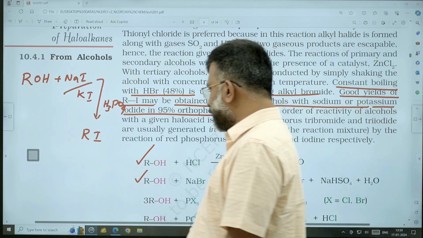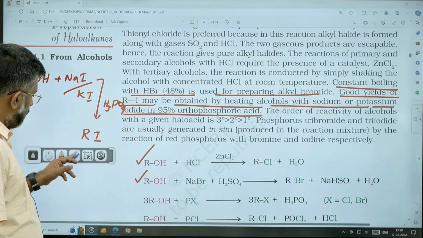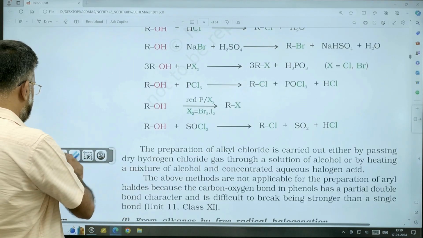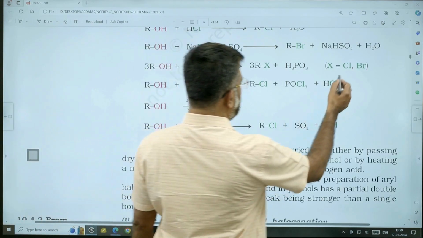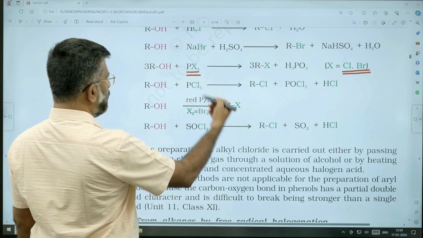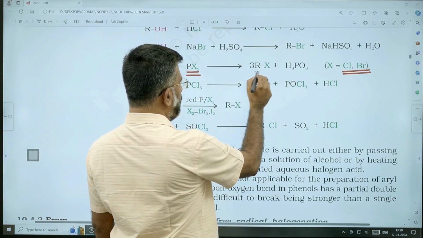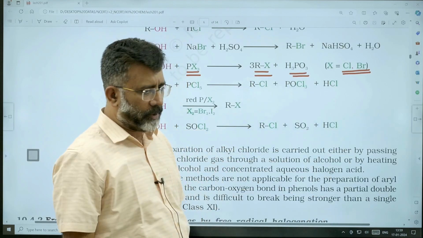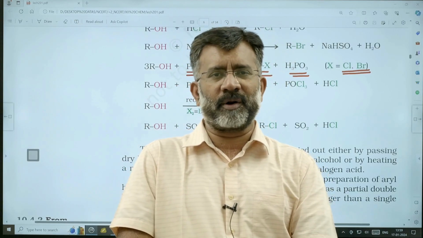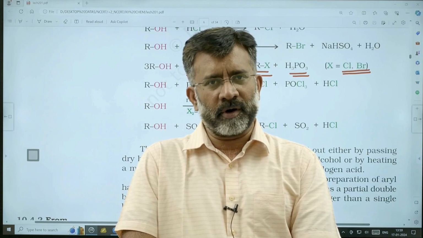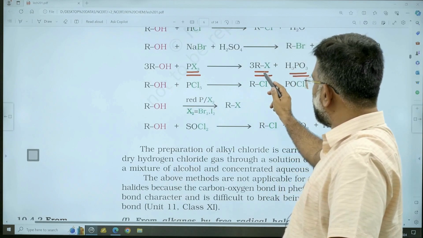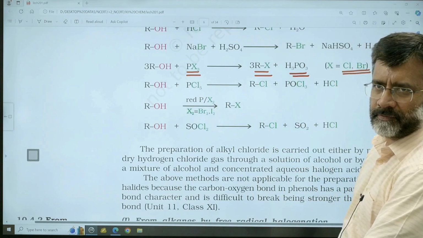Look at the third one, the next reaction, that is with PX3. What is PX3? It can be PCl3 or PBr3. Alcohol reacting with PCl3 or PBr3 gives RX and H3PO3. You get phosphorous acid producing alkyl chloride or bromide. PCl3 or PBr3 interacting with the alcohol, you get alkyl chloride or bromide plus H3PO3, phosphorous acid.